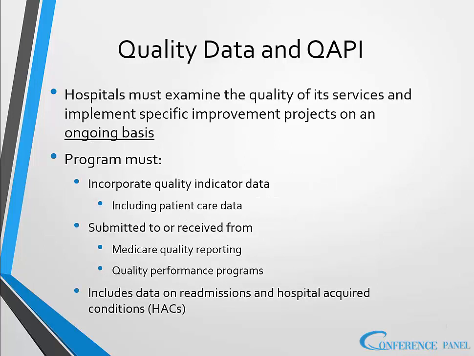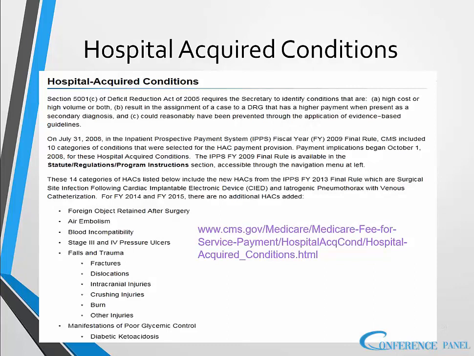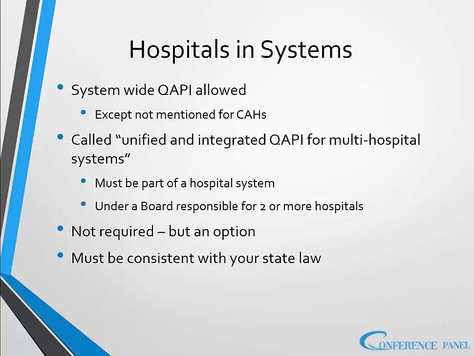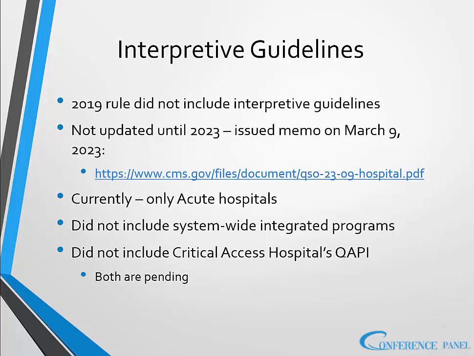So overall, for quality and QAPI, you have to look at the quality of what you provide, the services for hospital-acquired conditions in particular, and they have the list here. I've got the link there. You know, with the links, you will have to copy paste into your search engine. I couldn't get them to automatically connect through the slides. Talked about system-wide QAPI. Now, they didn't specifically mention critical access hospitals because they're called unified integrated for multi-hospital systems. And the interpretive guidelines, the rule itself didn't include them. Those didn't come out until March of last year.